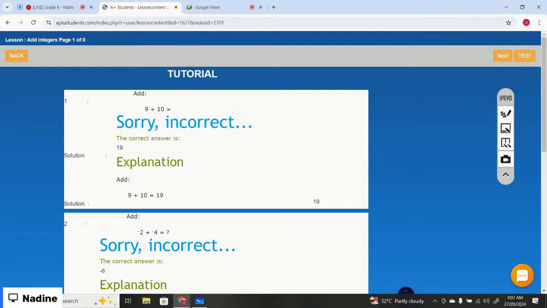So the first one is add. You need to add 9 plus 10, right? They both are positive integers. You simply have to add them. So 10 plus 9 is 19, right?